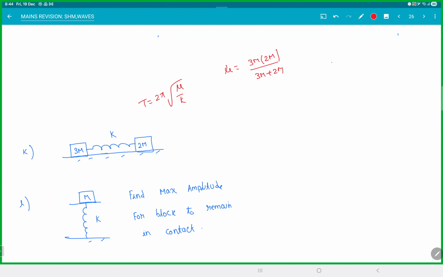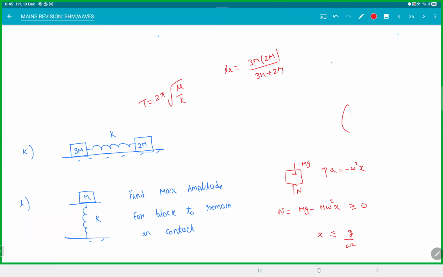What is the maximum amplitude? If you look at the block here, the normal reaction N, mg, and your acceleration. If N becomes 0, then you will lose contact. And a is equal to minus omega square x. So N is equal to mg minus m omega square x. If you don't want to lose contact, N must be greater than or equal to 0. Then you will get x must be less than or equal to g by omega square. This is your maximum amplitude.